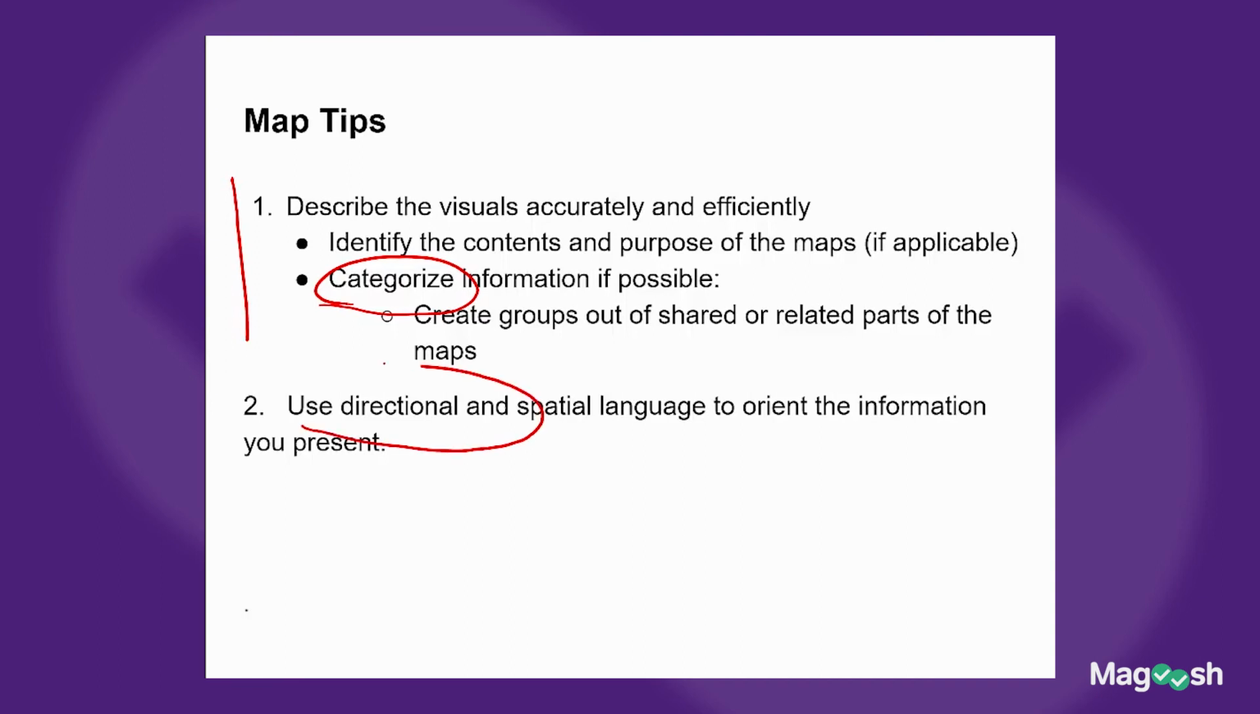And again, as you notice throughout the response, we use a lot of directional and spatial language to orient the reader to what we're talking about in the image itself. That's something you should definitely do as you respond to map questions, okay? Now, the last thing, and this is true for all Task 1 prompts, you need the vocabulary in order to pull all of this off, okay?